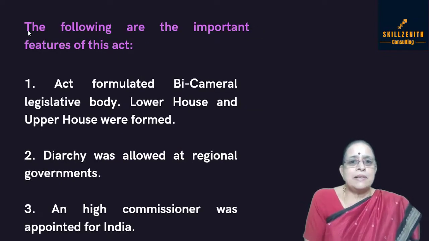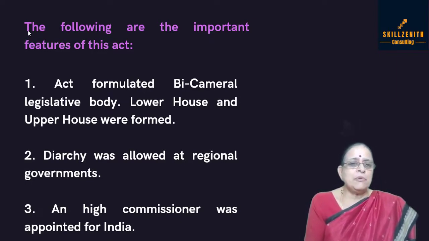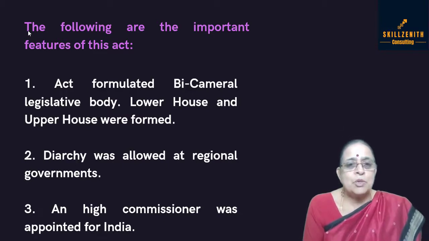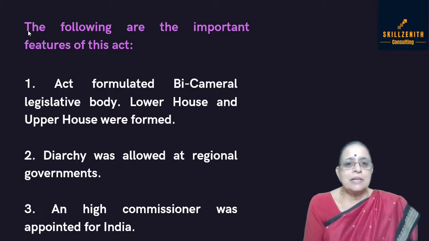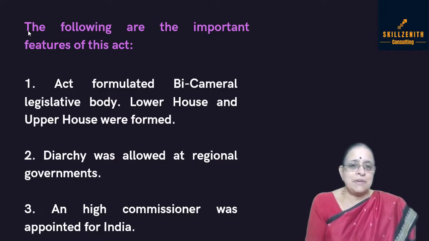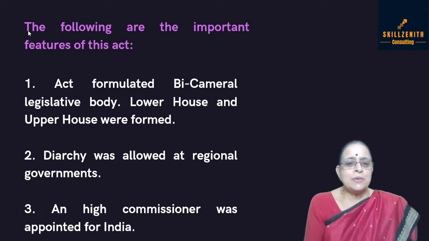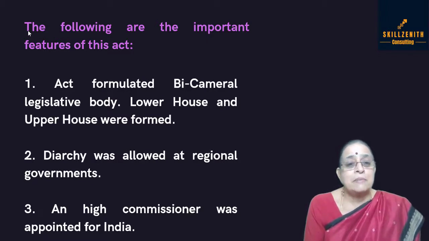The following are the important features of this Act. The Act formulated a bicameral legislative body. Bicameral means two bodies. Lower house and upper house were formed. What we now call Rajya Sabha and Lok Sabha. I told you we have adopted so many good things, progressive changes, progressive measures by the government.